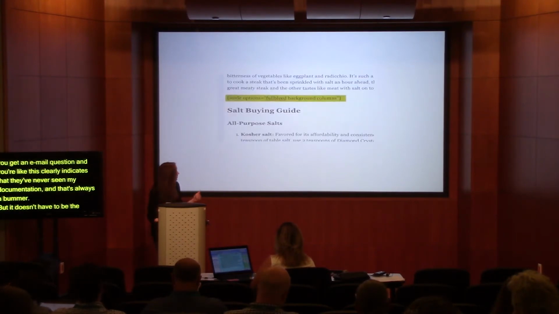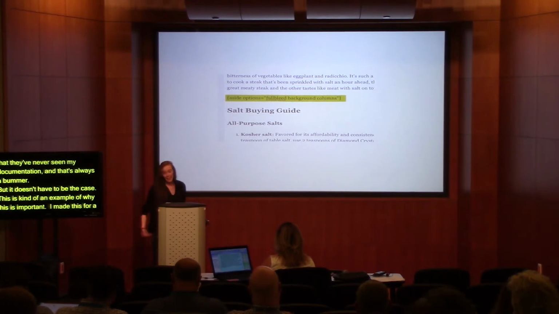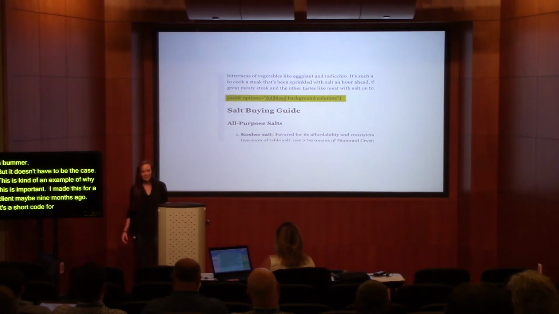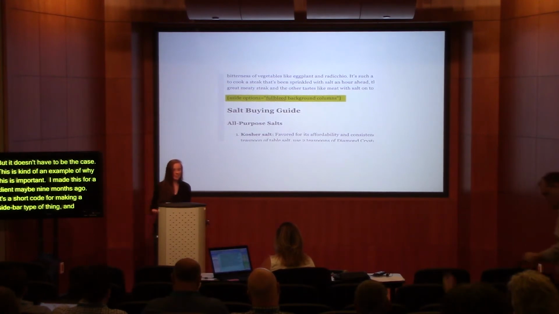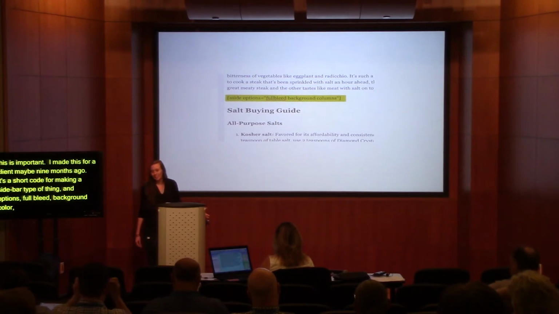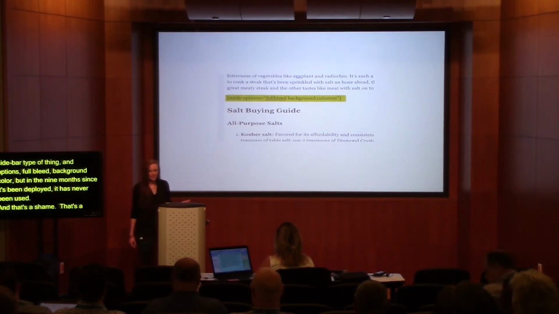This is an example of why this is important. I made this for a client maybe 9 months ago. It's a shortcode for making a sidebar type of thing, and there are some options. It can be full bleed. It can have a background color. But in the 9 months since it's been deployed, it has never been used. And that's a shame. That's a waste of our resources and a waste of their resources.